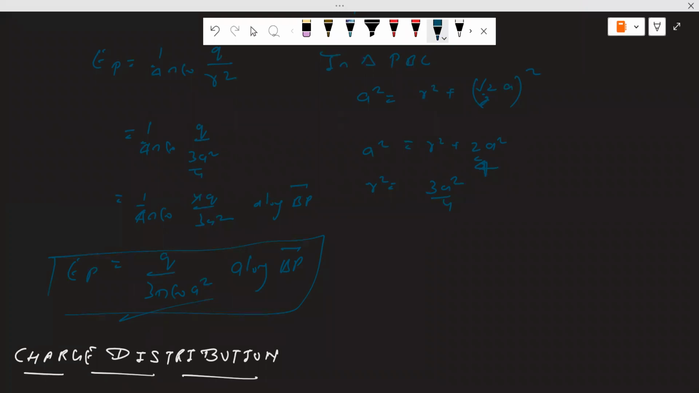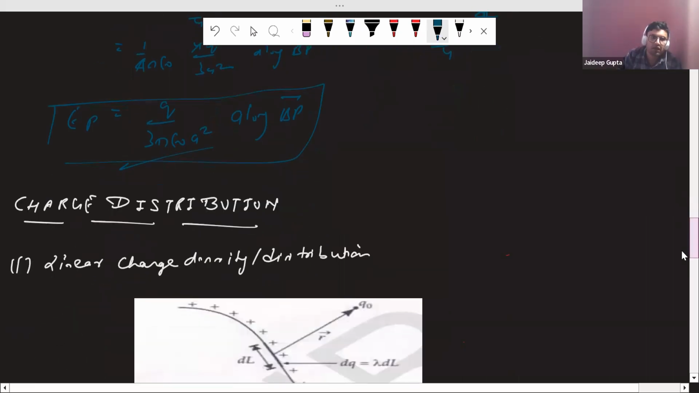Yeah. Did you understand the concept of electric field due to system of charges? Try it. Try all the questions of assignment at home in homework. Now, charge distribution.